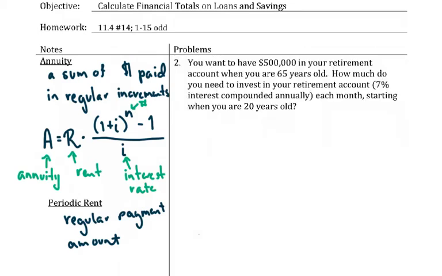All right, so here you want to have $500,000 in your retirement account when you're 65 years old. How much do you need to invest? In this case, we have the total amount we want at the end. So if we're assigning our variables, we know that we want to have $500,000 when we retire. We want to invest in the account each month, and we have 7% annually.